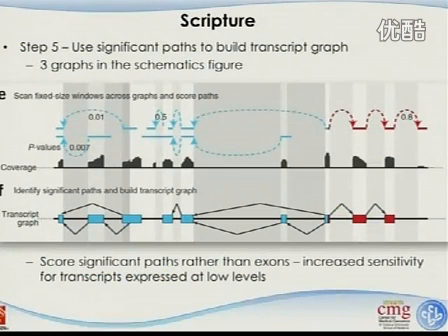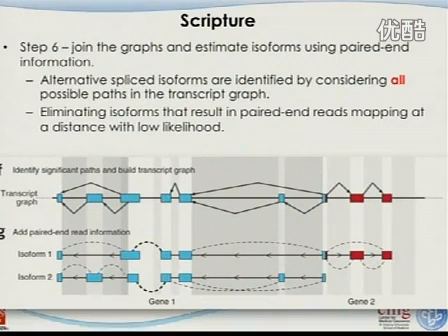And the last step is they will join these graphs. So you can see this is a couple of separate graphs. This is one graph, this is another graph, another graph, another graph. But they want to join them using the paired-end read information. So if they see there's one read that covers both two ends, they will join the graphs together.